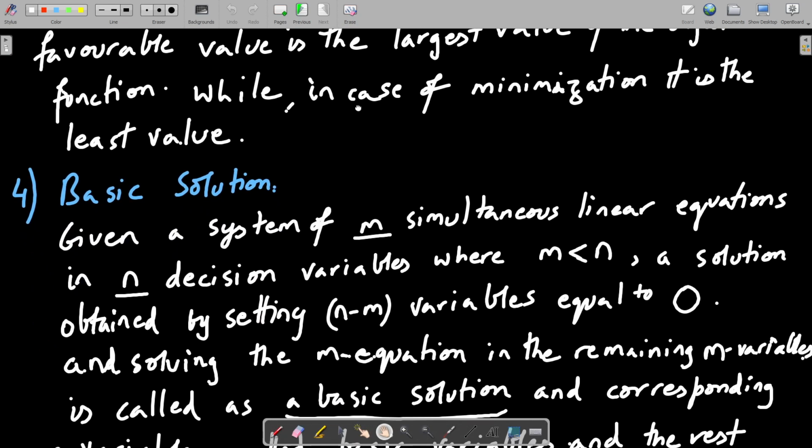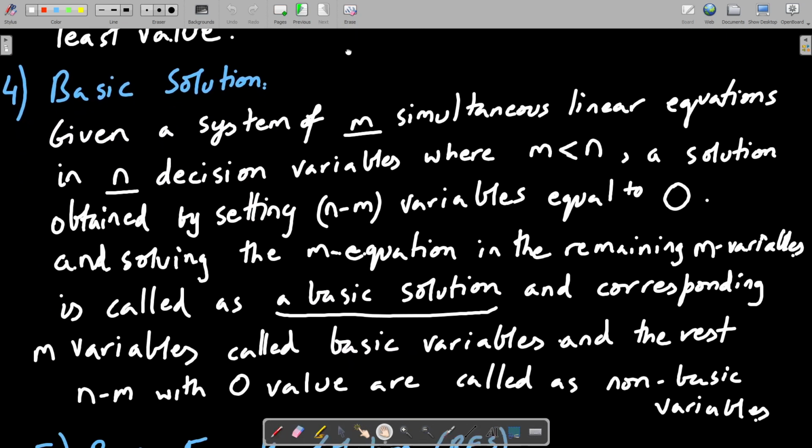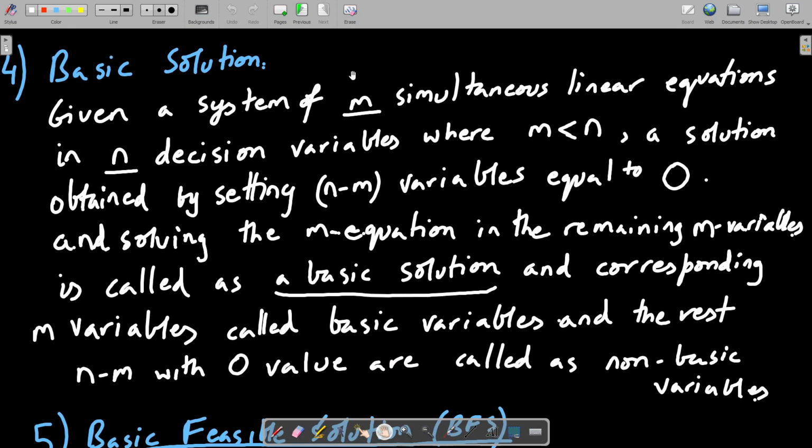Now a little technical part starts, that is with regard to basic solution. You saw this case last semester when we were solving a system of equations. If you have m equations and n variables where n is greater than m, what will happen? Which case arises? If the number of variables is more than the number of equations, what happens?